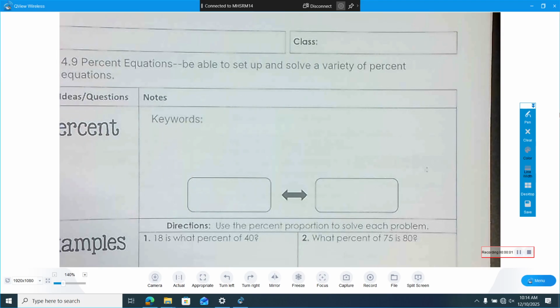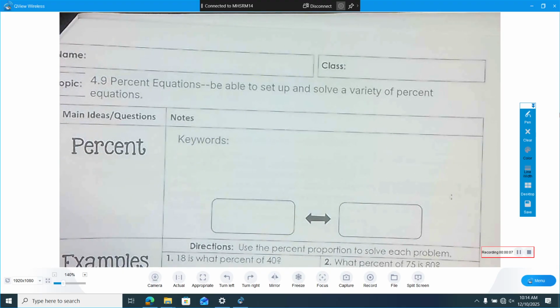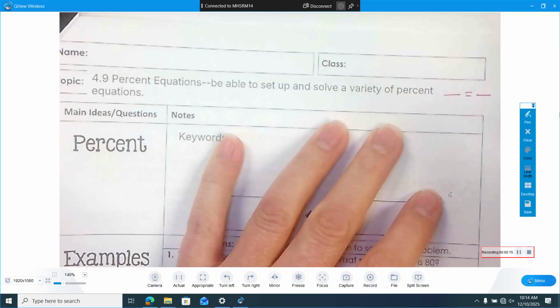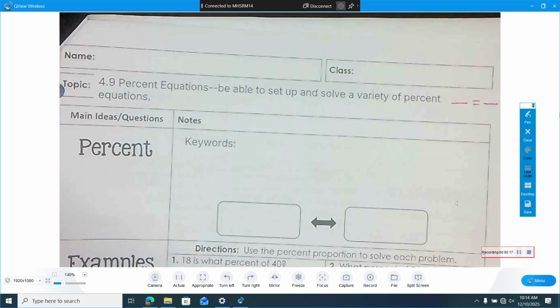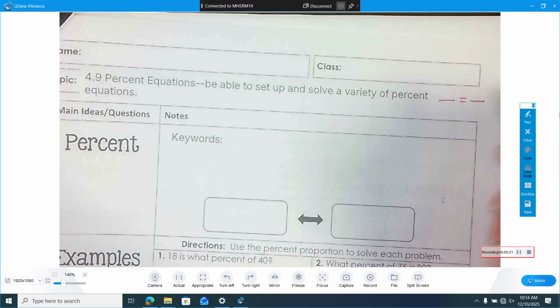All right. So today we're talking about percent proportion equations. And again, we're doing proportions. A proportion is where we have a fraction equal to a fraction. And that makes it really, really easy to solve because we can solve by cross multiplying.